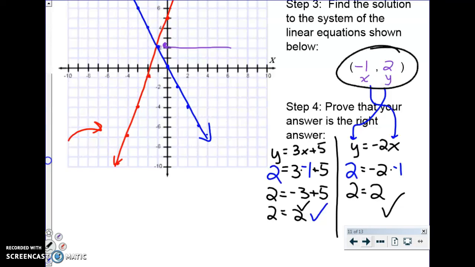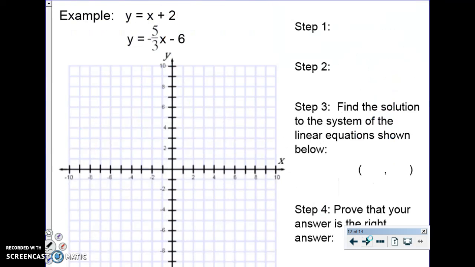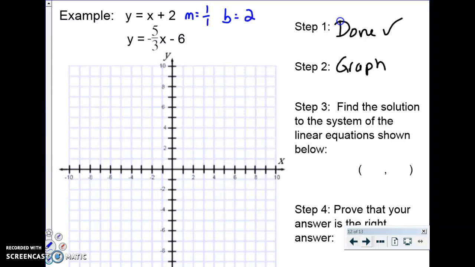All right, next example. And if you need to slow me down and rewatch it, go for it. In the next example, I have y equals x plus 2 and y equals negative 5 over 3x minus 6. Step 1 is done because there are only y equals mx plus b. Step 2 is graph. So my first one, my m is 1 over 1 and my b is 2. So I am going to start on 2, go up 1 over 1, up 1 over 1.